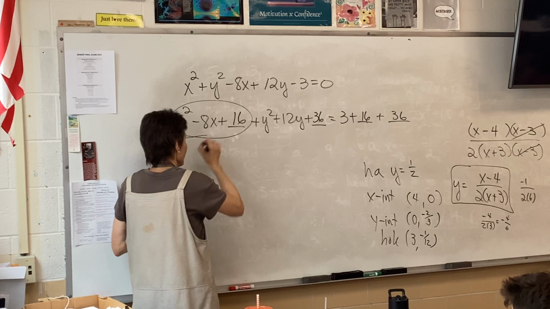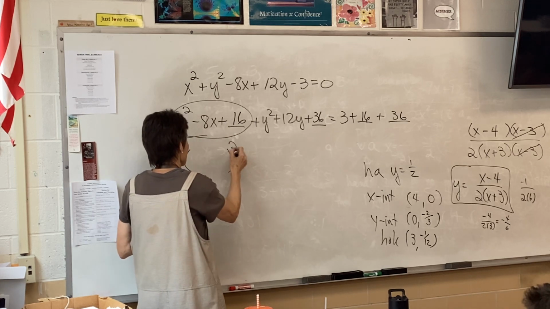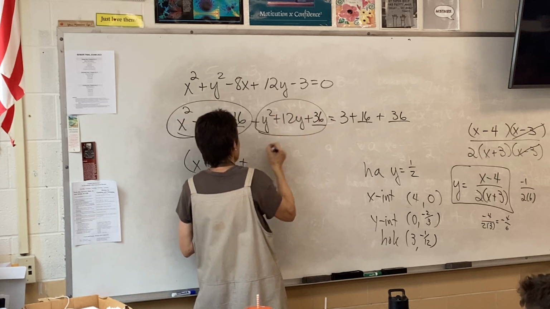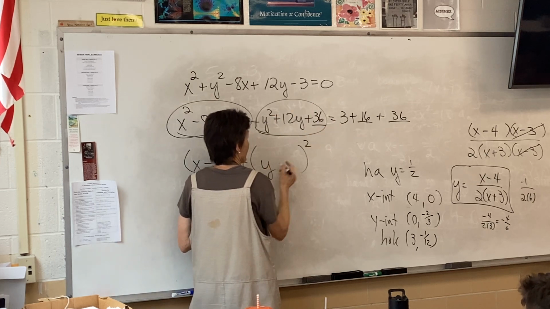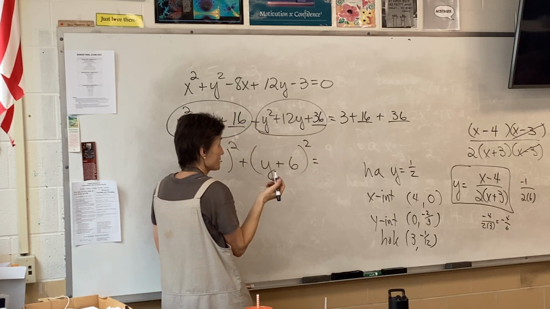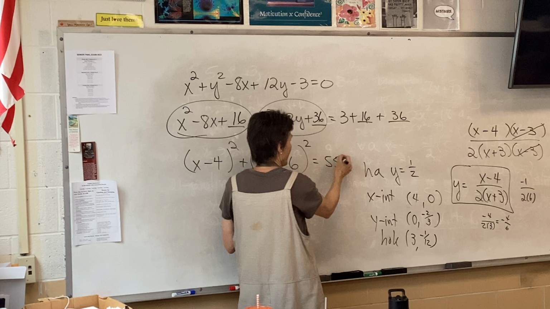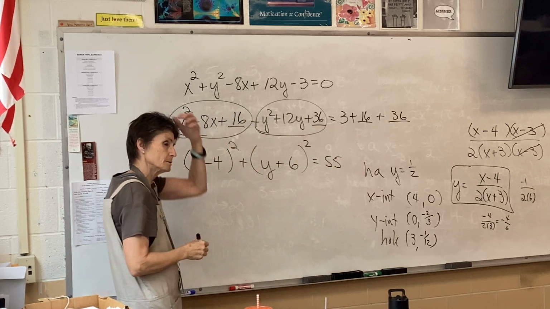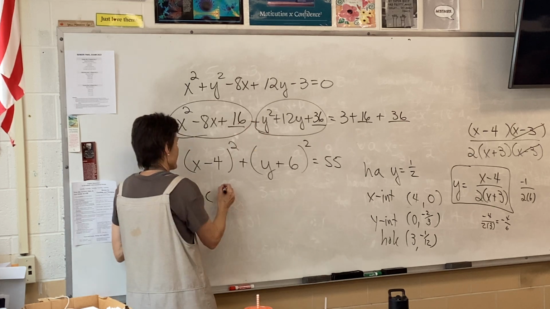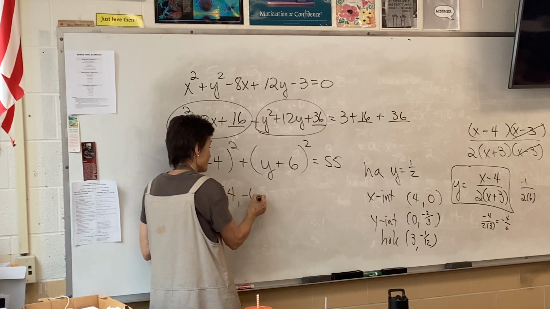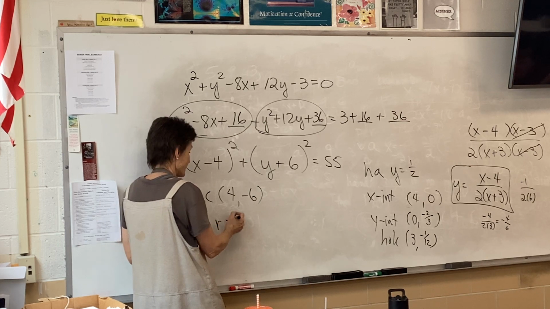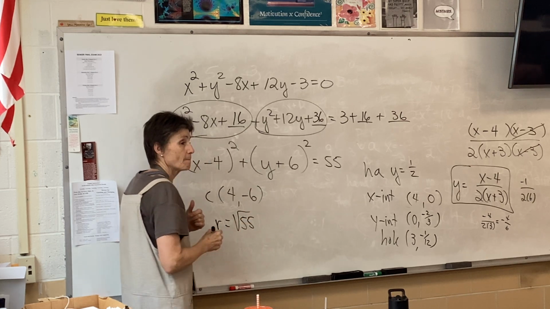This guy right here is something squared, x minus 4. This guy right here is something else squared, y plus 6. And all that adds up to something. 55, I think. Yeah. So if the question said find the center, it is 4, negative 6. If the problem says find the radius, it is the square root of 55.